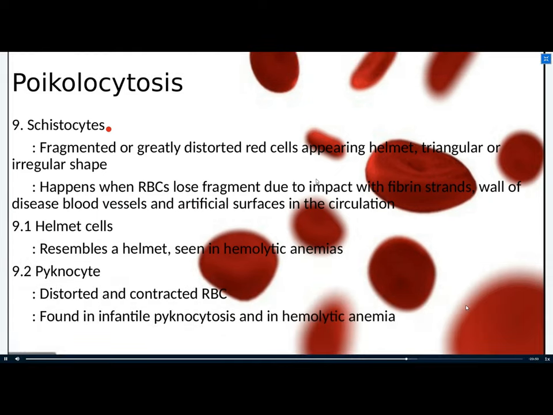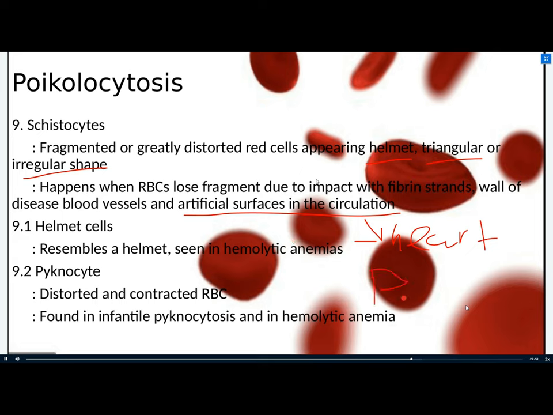Okay. Let's go now to your schistocytes. Your schistocytes, class, are fragmented or greatly distorted RBCs. They may appear as helmet, triangular, or irregularly shaped. This happens when RBCs lose fragments due to impact with fibrin strands, diseased blood vessel walls, and artificial surfaces in the circulation. Can you give me an artificial device that could be inserted into your blood circulation, specifically the heart? What device is that?